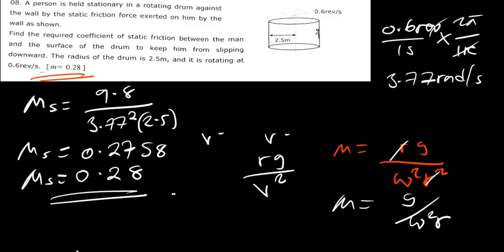So for me, I think I'm understanding how you're connecting them. But my question would be, how were you able to identify it? Okay, in this question we use rad. In this question we use revolution per second.